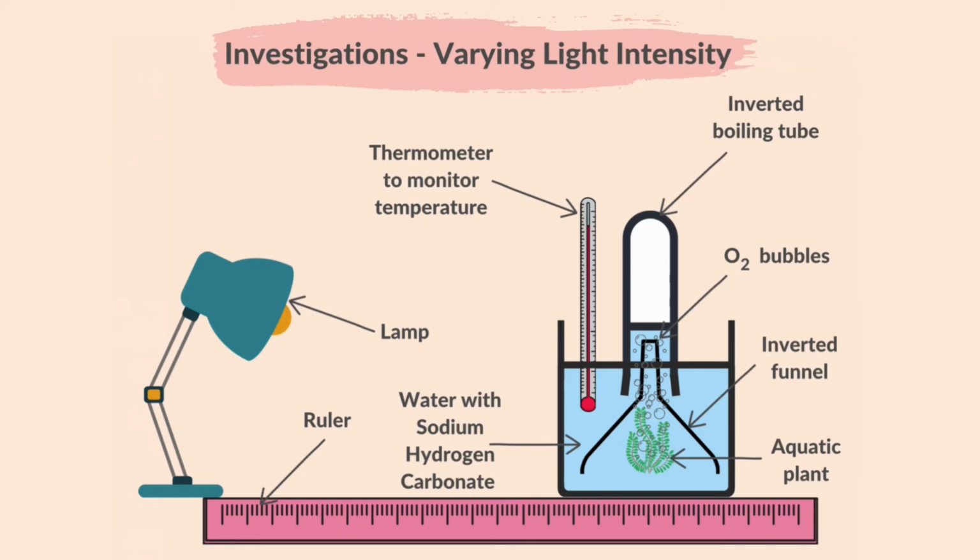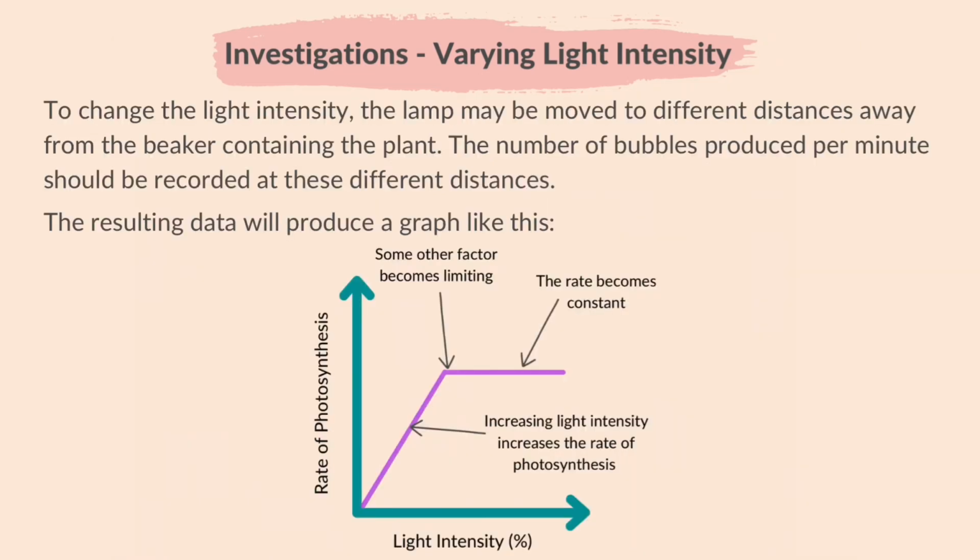A photosynthesizing aquatic plant is placed in a beaker of water with sodium hydrogen carbonate. An inverted funnel is placed on the plant and an inverted boiling tube is placed on the end of the funnel. A thermometer is used to monitor the temperature of the solution. A lamp is placed near the beaker and with the help of a ruler, it should be placed at different distances from the beaker, and the rate of photosynthesis must be calculated. The resulting data will produce a graph like this.